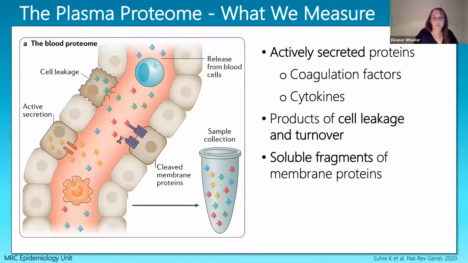The plasma proteome, which is what we're looking at, is made up of actively secreted proteins such as coagulation factors and cytokines. It also includes products of cell leakage and turnover, an example of which is cardiac troponin, which isn't usually detected in blood, but is released when cardiac muscle is damaged, and so can be used as a biomarker for cardiac tissue damage. It also includes soluble fragments of membrane proteins.